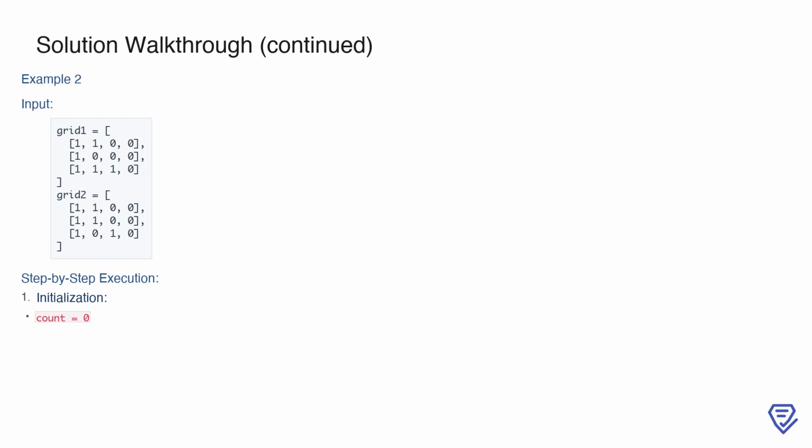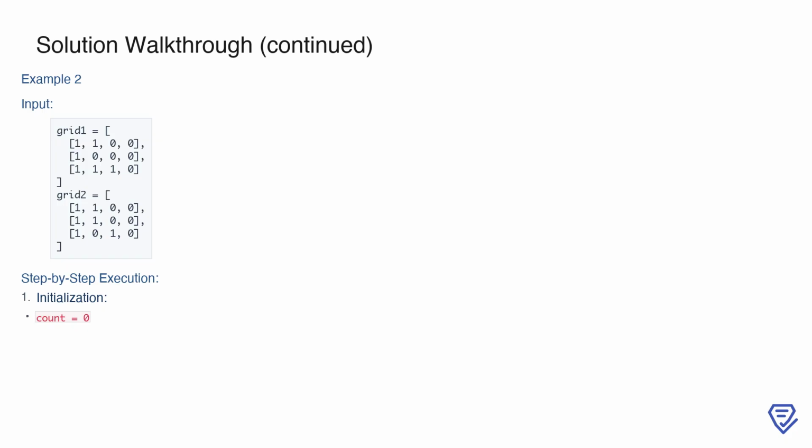Here, grid 1 and grid 2 have islands of varying shapes and overlaps. Once again, we initialize count to 0 and begin exploring grid 2. As we perform DFS on the first island starting at 0, 0, we encounter a cell in grid 2, specifically 1, 1, that does not have a corresponding 1 in grid 1. This invalidates the island as a subisland, so we return false and do not increment count.